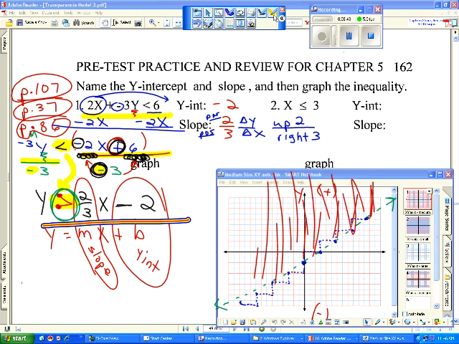Yes, you have to shade on the test. You got to get your solid or dotted right. You got to get your slope and intercept right. You got to get your shade right. Any questions on number 1?